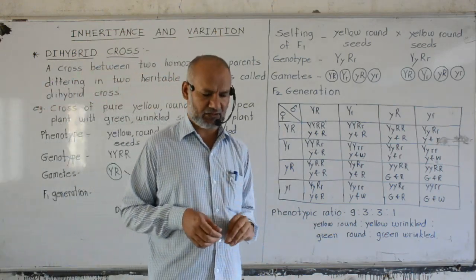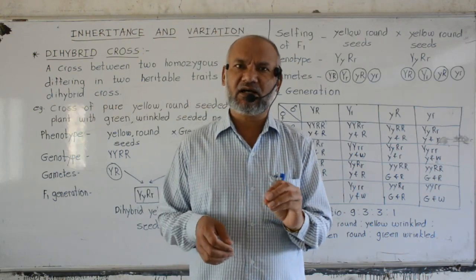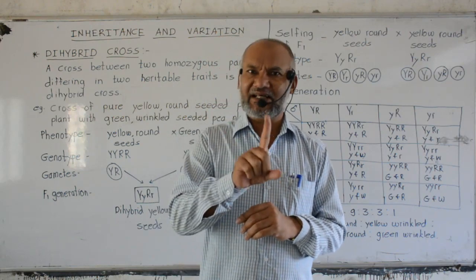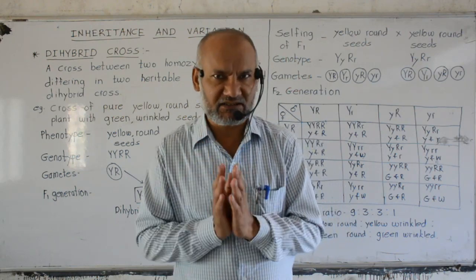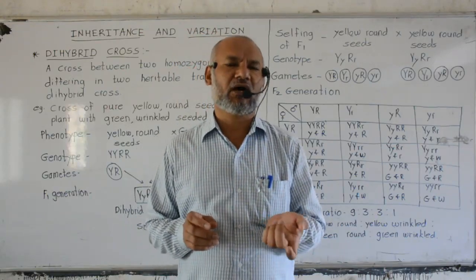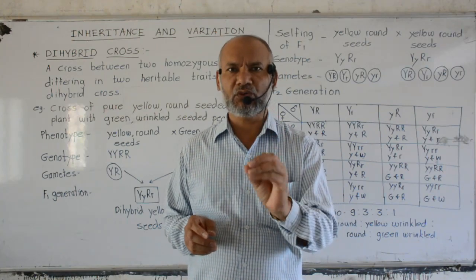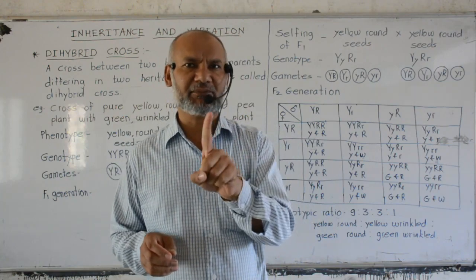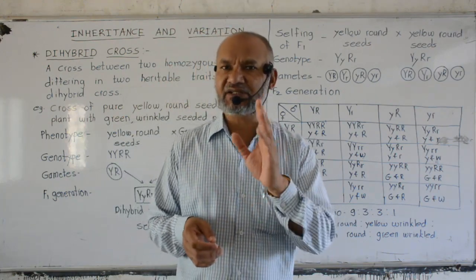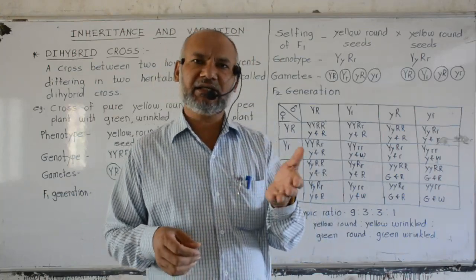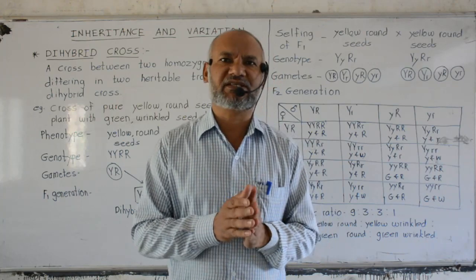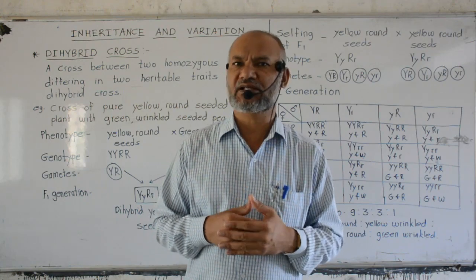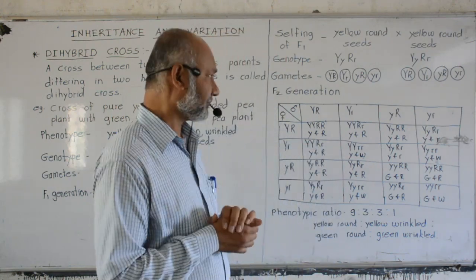We know about monohybrid cross. What is monohybrid cross? Monohybrid cross is the cross between two homozygous parents by considering a single pair of contrasting traits at a time, and the individuals formed in monohybrid cross are called monohybrid, differing in a single pair of contrasting characters. And in monohybrid cross, the phenotypic ratio is 3:1 and the genotypic ratio is always 1:2:1 in Mendelian crosses.